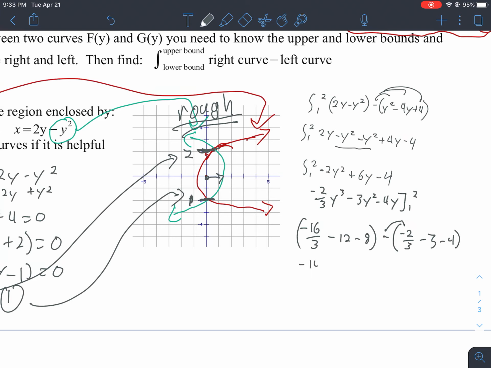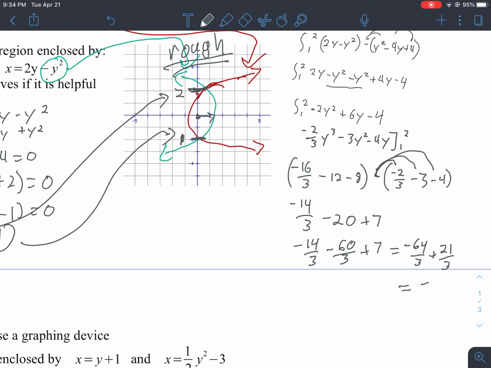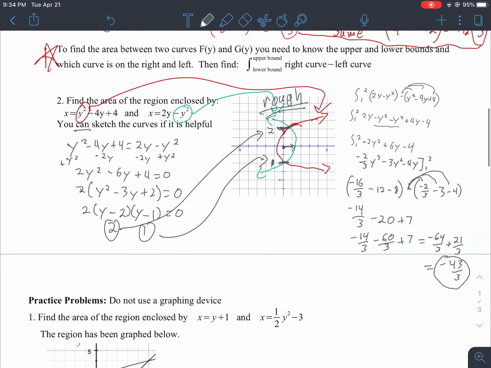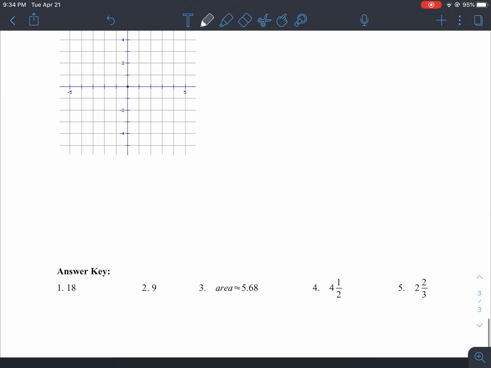Negative 16 plus 2 is negative 14 thirds. Negative 12 minus 8 is negative 20. Minus a negative 3, that's plus 3. Minus a negative 4, that's plus 4. So 3 plus 4 is 7. Okay, so negative 14 thirds minus 20 plus 7. So negative 14 thirds minus 60 thirds plus 7. Negative 64 thirds plus 21 thirds is negative 43 thirds, which means most of the area lies behind the y-axis or something like that.